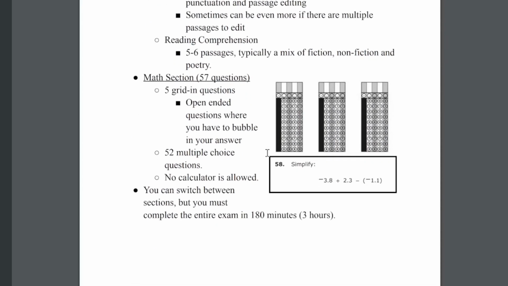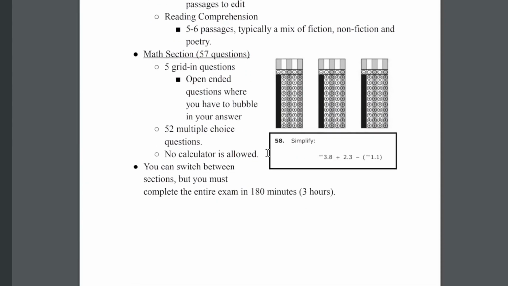Now, the other section of the exam is the math section, which is also composed of 57 questions. Now, this part is a bit confusing, but there are 5 grid-in questions. I want you to think of these questions as open-ended questions, where you have to bubble in your answer. Now, this isn't like your typical multiple choice question. You can see an example of a grid-in question right over here. You have to come up with this answer without any choices to support you. And then after you find your answer, you're going to have to bubble it in on one of these little grids. So that's what grid-in questions really are.